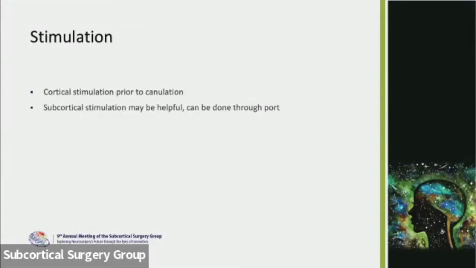The stimulation: do cortical stimulation prior to cannulation, especially if you're working right near the motor strip or sometimes near Broca's area. And subcortical stimulation also can be very helpful during the case, and you can do that through the port and do this as you're working, especially with tumor resection.